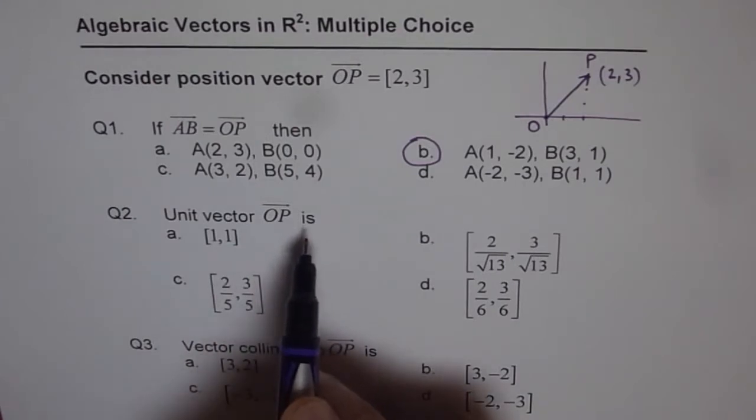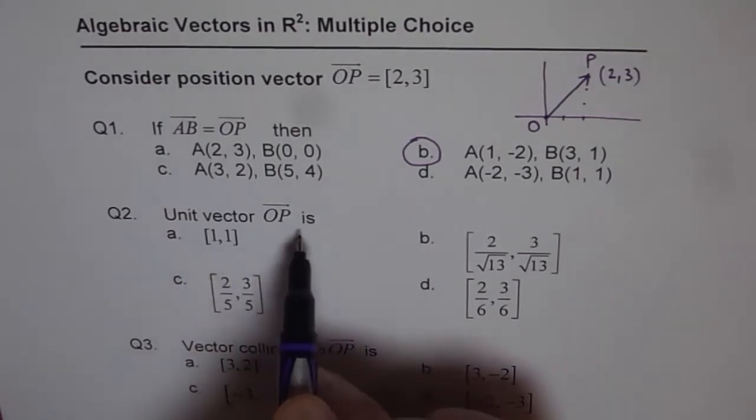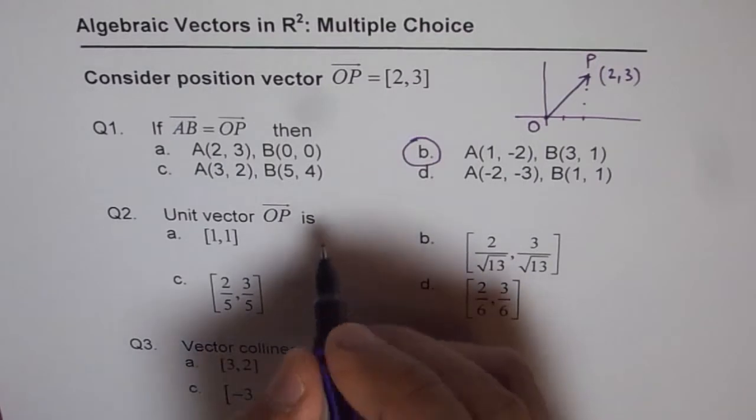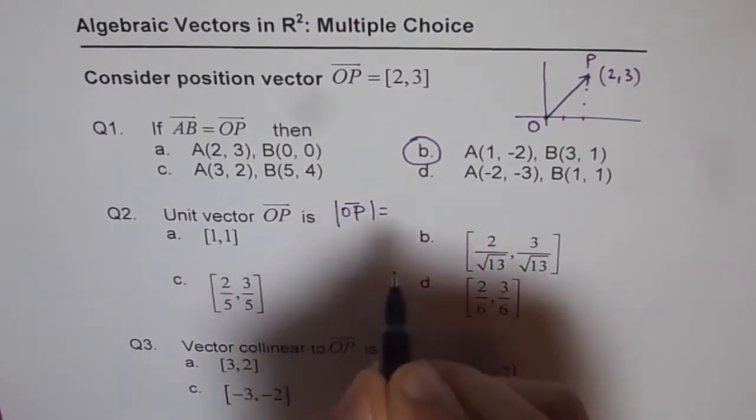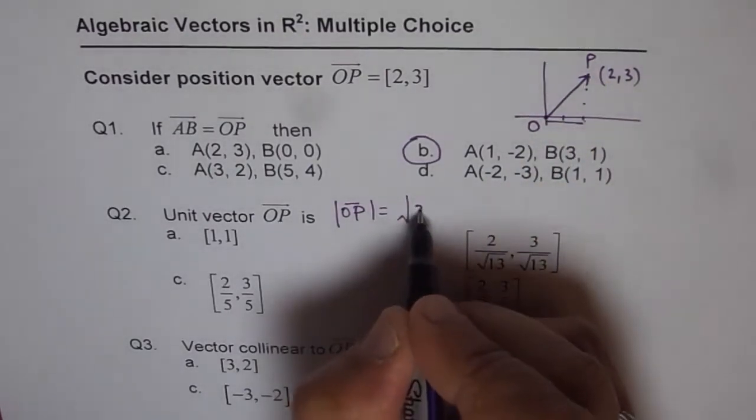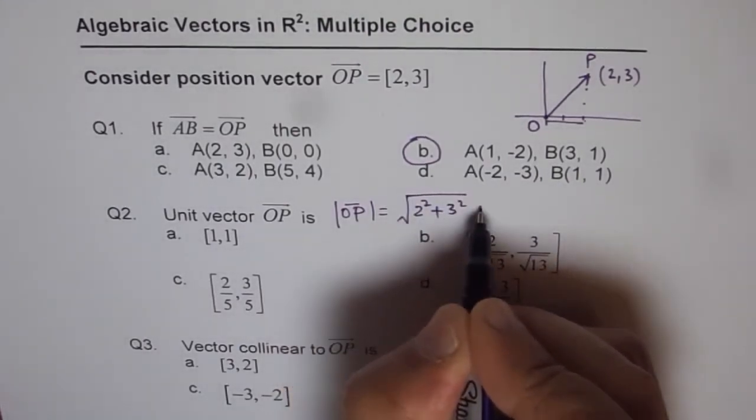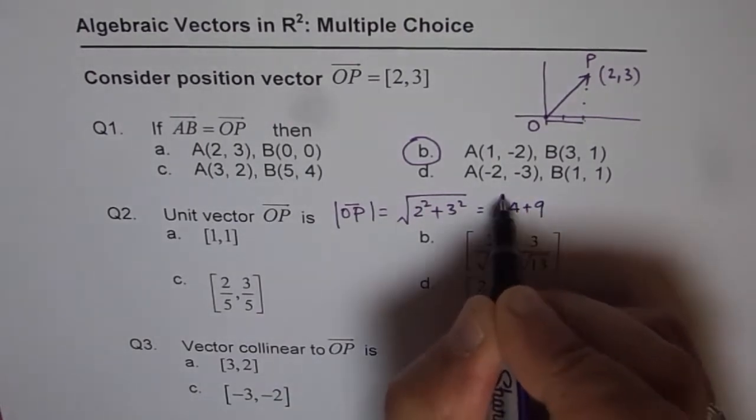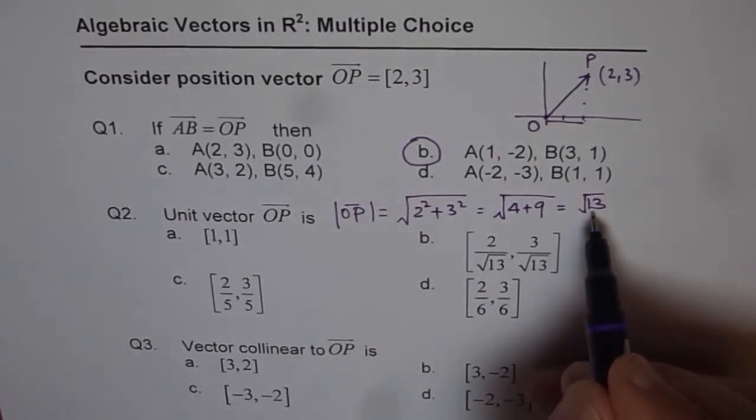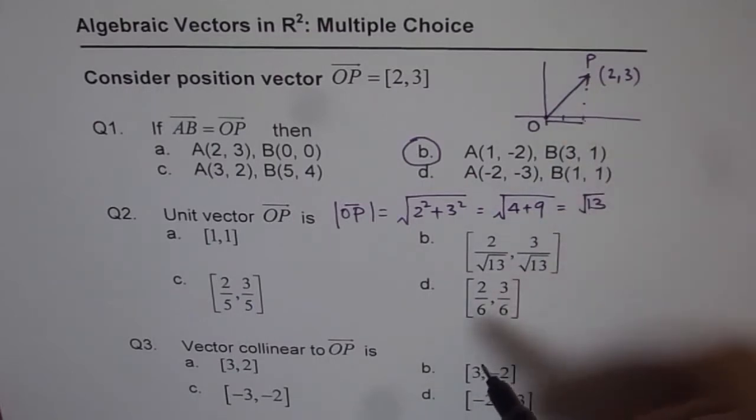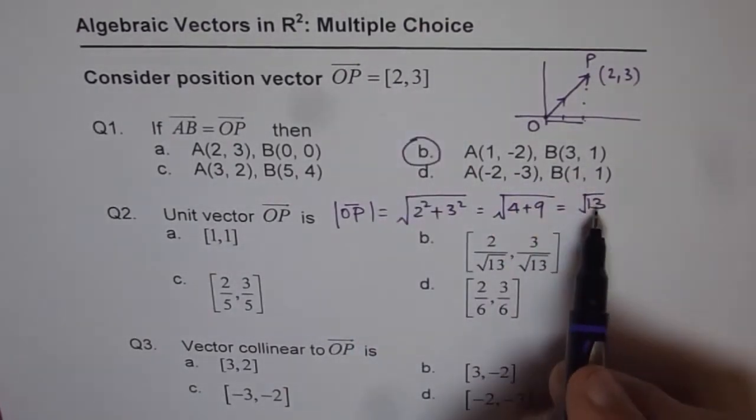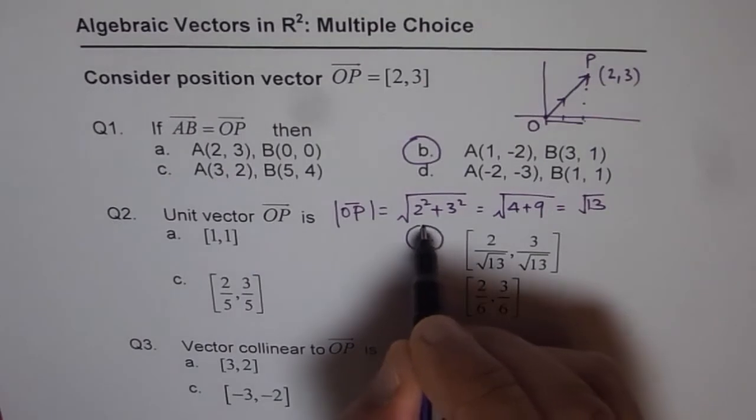The unit vector of OP is what? (1, 1) is the wrong answer. For a unit vector, let's find the magnitude and divide by that. So first let us find the magnitude of vector OP. The magnitude is this square plus that square, so the square root of 2 squared plus 3 squared, which is the square root of 4 plus 9, the square root of 13. If I divide this vector by the square root of 13, I get a unit vector in the same direction. So we divide 2 and 3 by the square root of 13 to get the unit vector, which is option B for us.